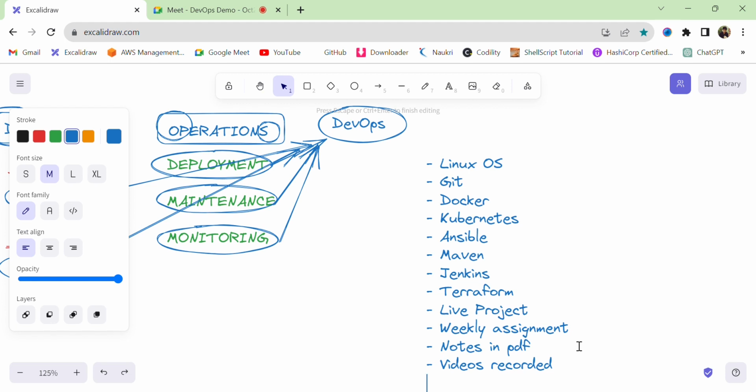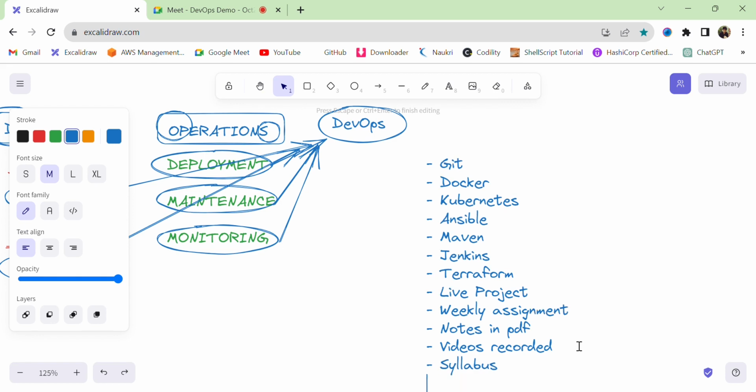So even notes will be provided. Syllabus copy I have already shared, but in case anybody has not received the syllabus copy, they can just contact the admin and they can share the syllabus copy. And we will also have a Q&A session.